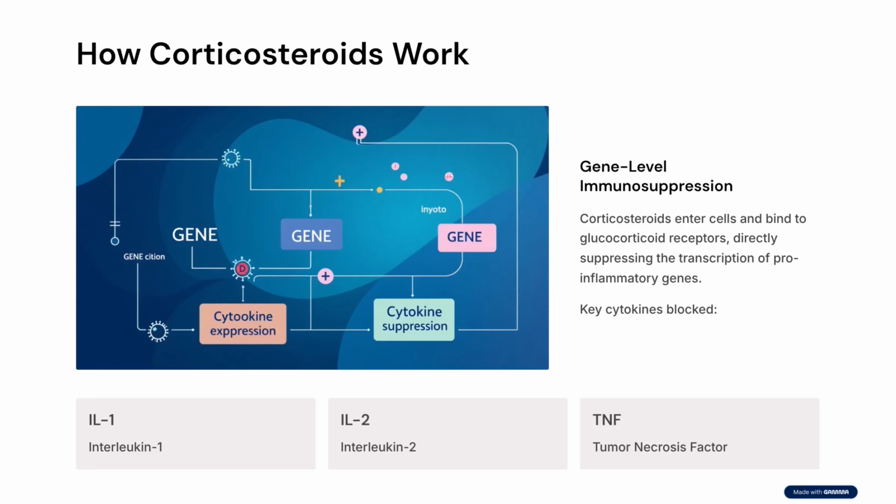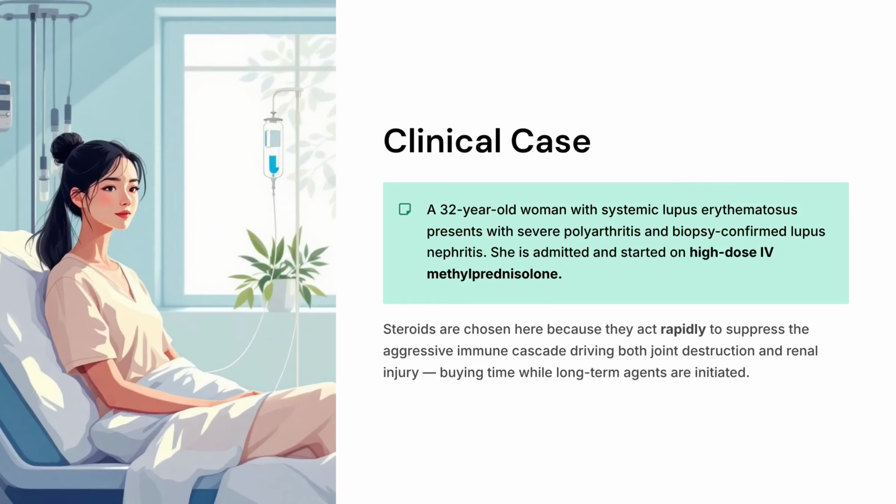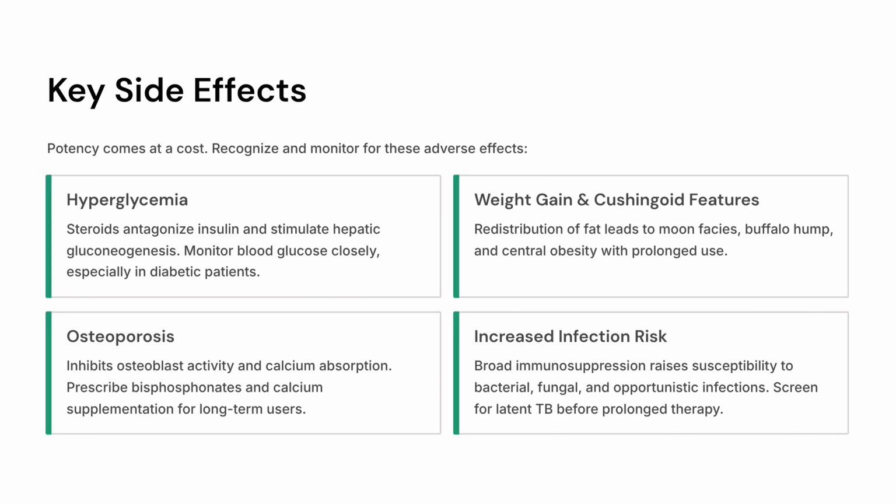Clinical case example. A 32-year-old woman with lupus presents with severe joint pain and kidney inflammation. She is started on high-dose intravenous methylprednisolone. Why? Because steroids act quickly to calm an aggressive immune flare. Key side effects. Hyperglycemia, weight gain, osteoporosis, increased infection risk. Important reminder. Steroids are powerful, but long-term use causes systemic side effects.